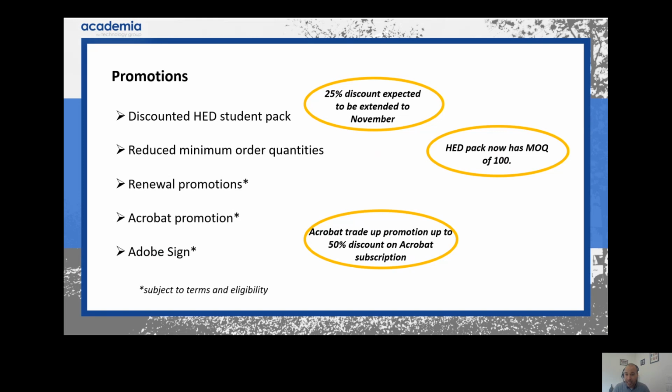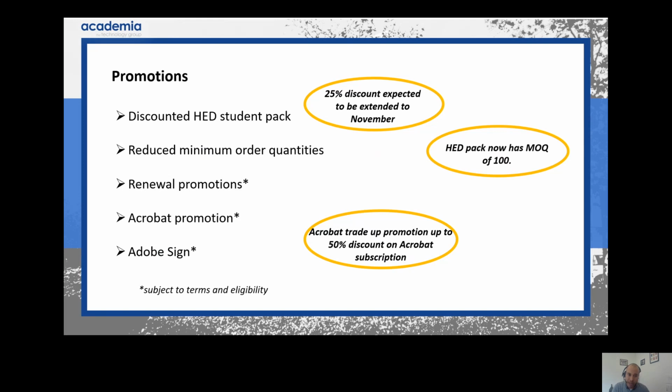And a valid point on this is Adobe are killing off support on older versions. So currently on perpetual licensing, it's only Acrobat 2017 and 2020 that are currently supported, and Acrobat 2017 is expected to go end of support next calendar year.